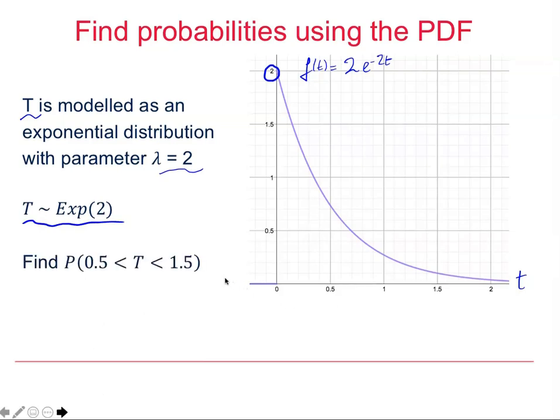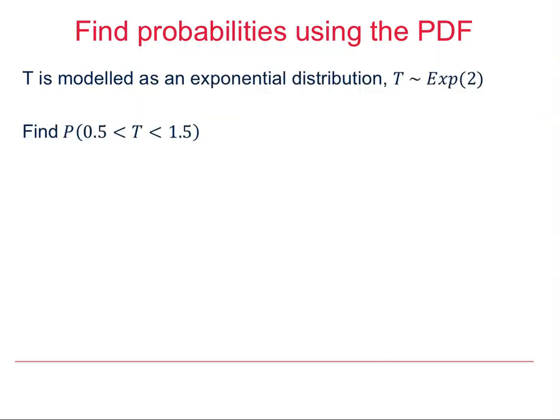The point here is to find a probability, and we're looking for the probability the random variable lies between 0.5 and 1.5. So actually what we're looking for is the area under the graph between 0.5 and 1.5, and we would usually find this by integration. Please pause the video and write down the integration you need to find the probability. Here's the integration. Now pause again to complete the integration.